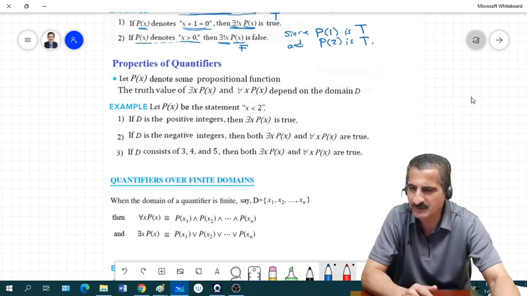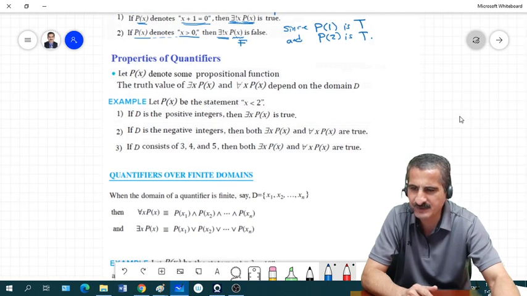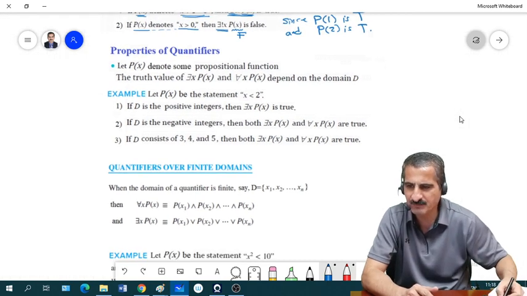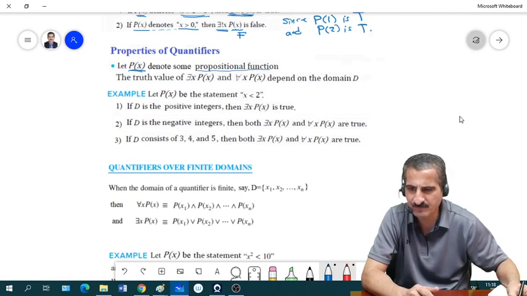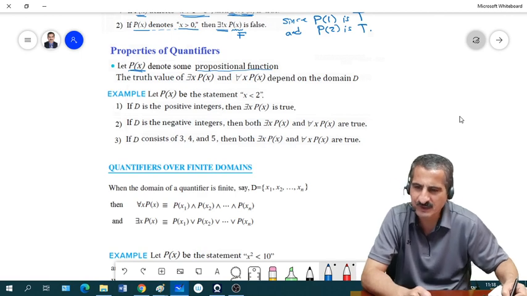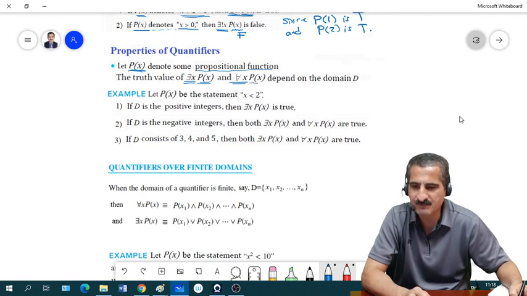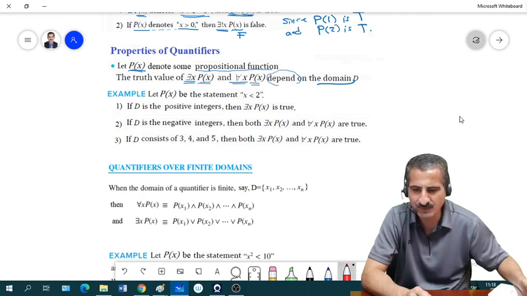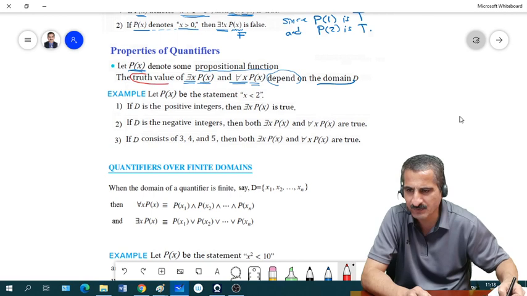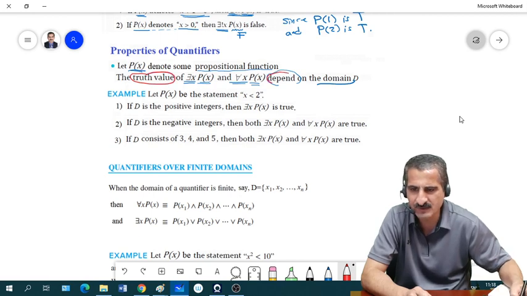Okay, now some properties of quantifiers. If we have p of x as a propositional function, then we have seen this before actually. There exists x such that p of x happens. For every x, p of x happens. The truth values of these depend on the domain.